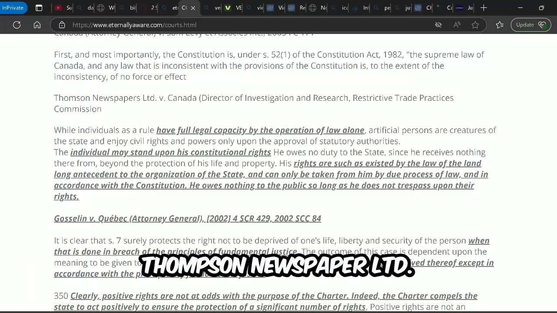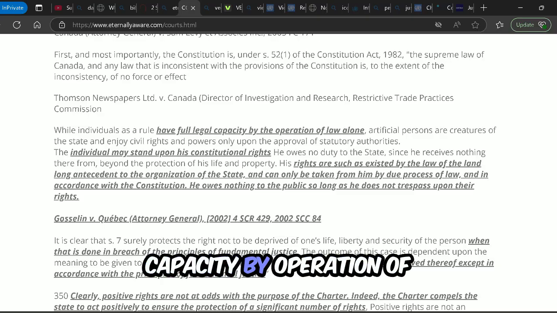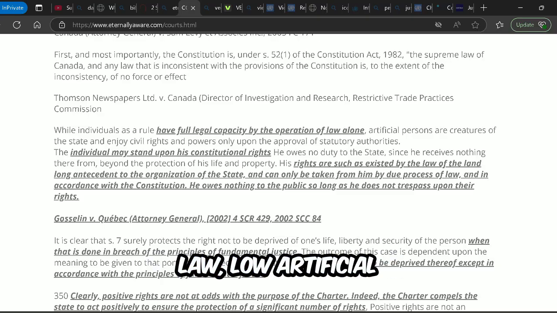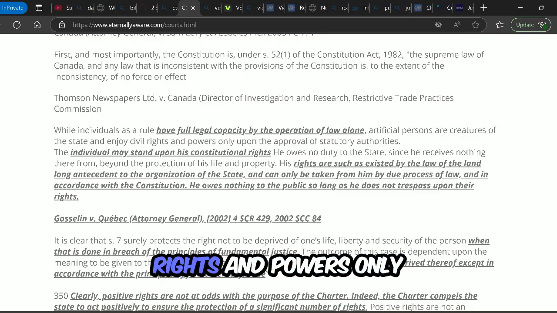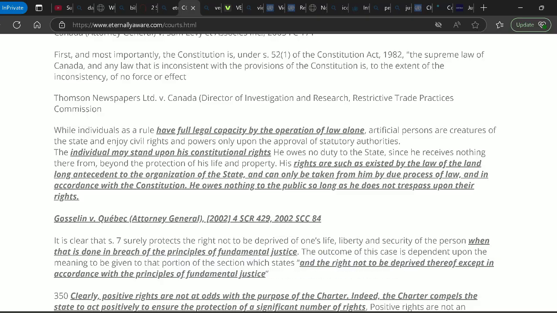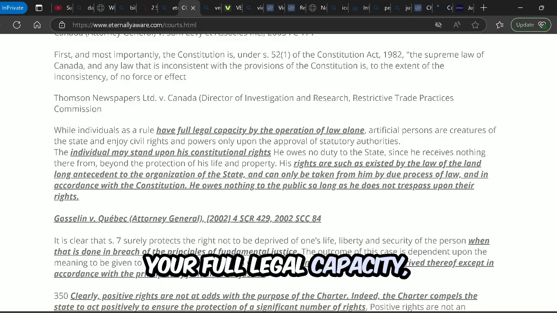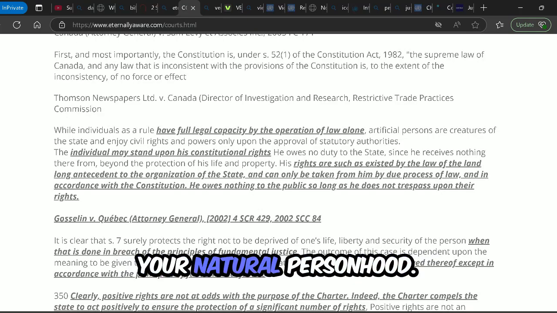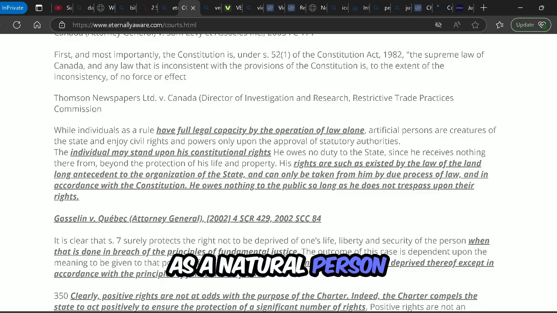Thomson Newspaper Limited versus Canada. While individuals, as a rule, have full legal capacity by operation of law alone, artificial persons are creatures of the state and enjoy civil rights and powers only upon the approval of statutory authorities. So, when you're standing under your full legal capacity, you are operating under your natural personhood. You are operating as a natural person before the law.